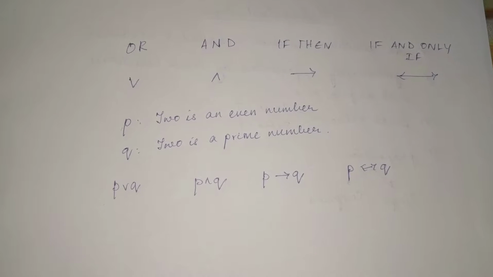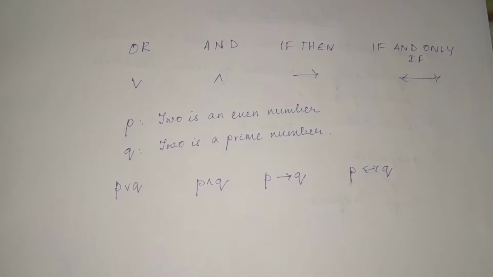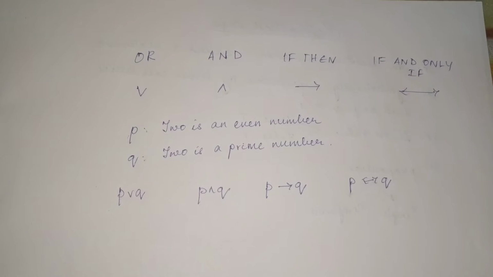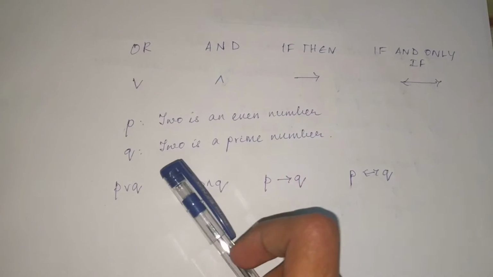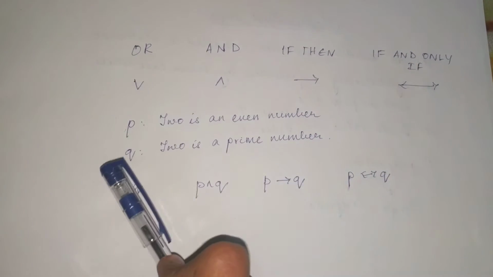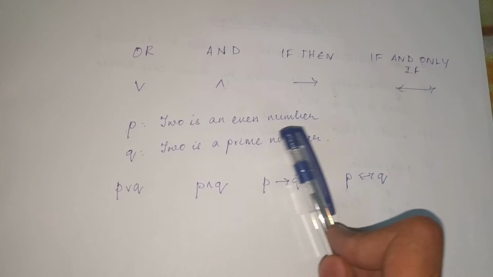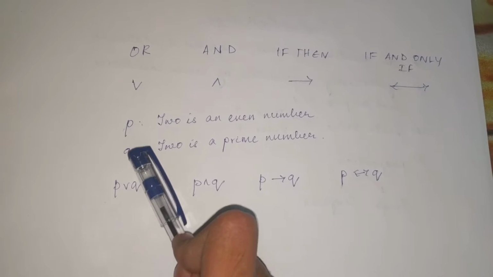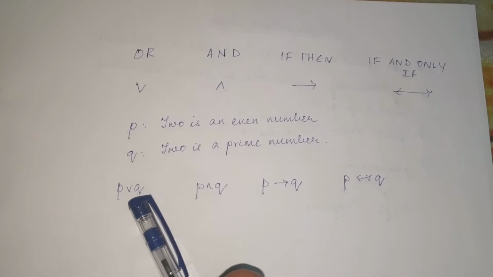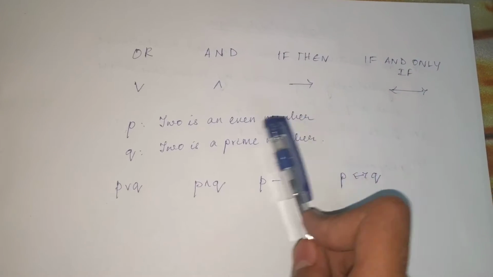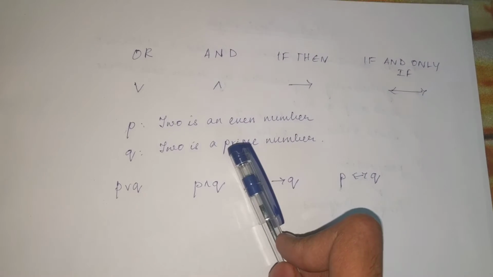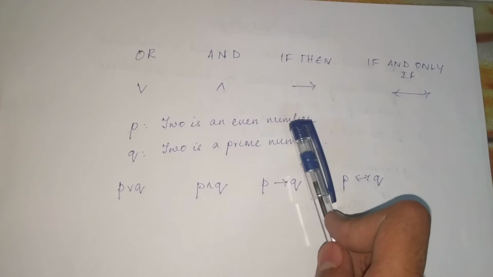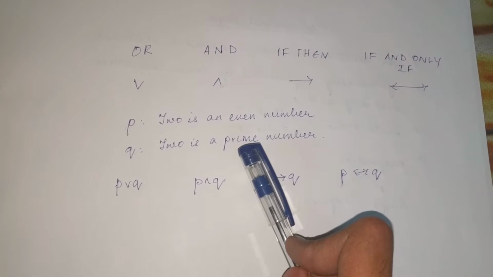First, let us understand how we read the following connectives. For example, take two statements. Over here I have taken P and Q. Statement P reads that 2 is an even number. Statement Q reads that 2 is a prime number. If these two statements are connected by or, it will be P or Q. That means 2 is an even number or 2 is a prime number. If these two statements are connected by and, 2 is an even number and 2 is a prime number.